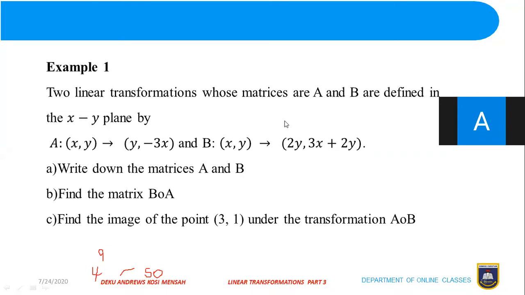Okay. So please, the matrix A would be 0, 1, -3, 0. And the matrix B would be 0, 2, 3, 2. So we can now find the matrix BOA, then we find the image of 3, 1 under the transformation.